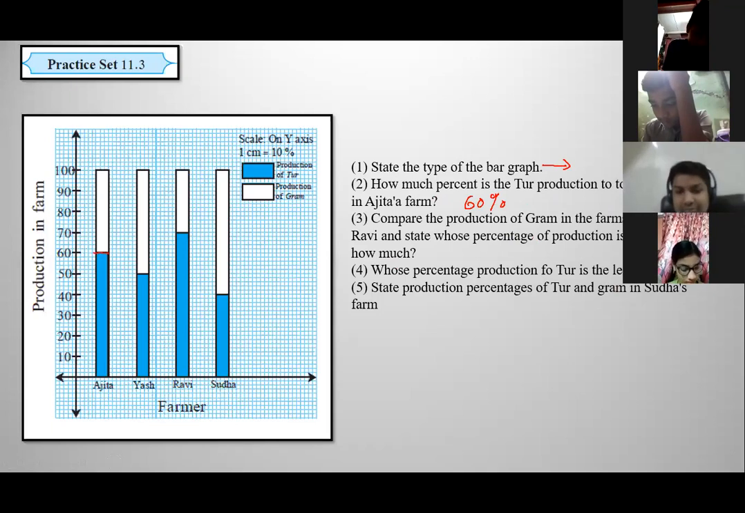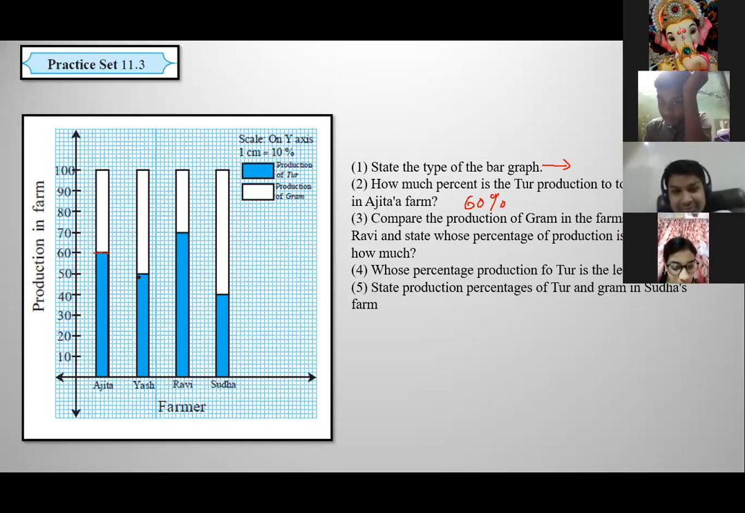Third one, compare the production of gram in the farm of Yash and Ravi and state whose percentage of production is more, and by how much. Yash is more by 20%. So we'll write Yash here.